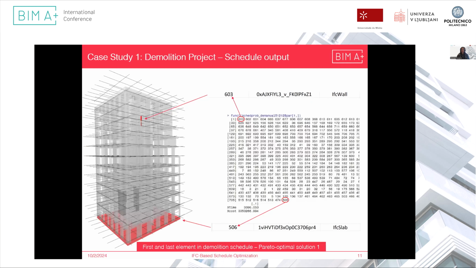Okay, so the numbers here in the middle are actually the schedule that is output. This is a schedule of 711 elements. I couldn't fit all of it in there, but as you can see, the first element corresponds to an IFC wall that you can see from the building, and the last one, element 506, corresponds to the slab, which is the final element. So this shows that the deconstruction is being done in a logical order.